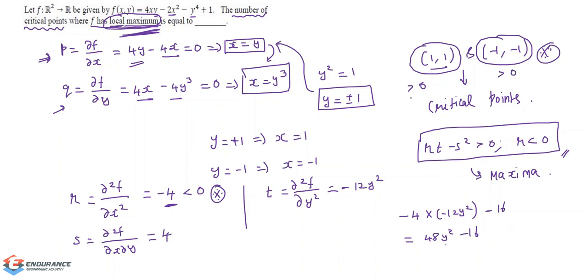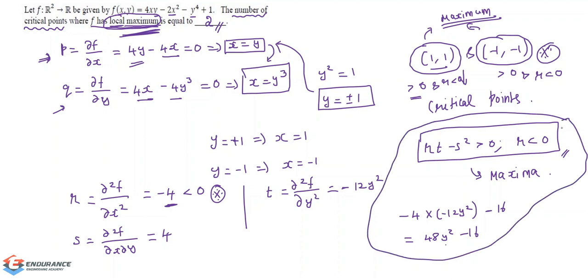So rt minus s square is greater than 0, and r is always less than 0 for both the cases. Which means both the critical points will give us maxima only. So for this question, your answer is going to be 2 only. Anyways, your answer is going to be 2 only, but you should not do it at the beginning itself. That is my ultimate request. You should not do it at the beginning itself. You need to do this analysis first, and only after that you need to finalize it.